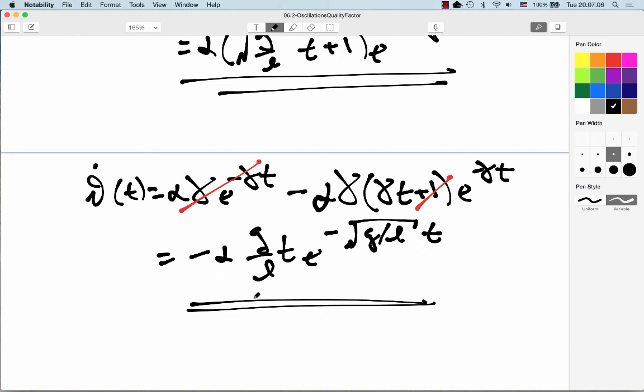Okay, next time we're going to continue our foray into oscillations, and we're going to take a look at what happens if we start forcing the oscillator.